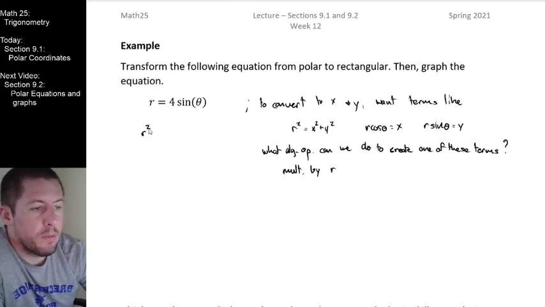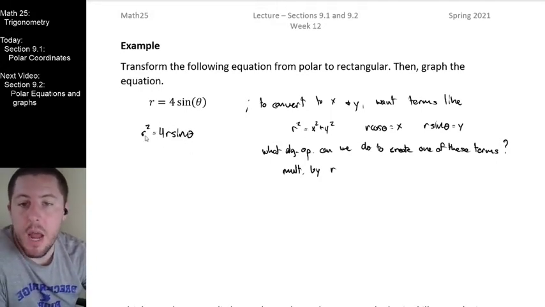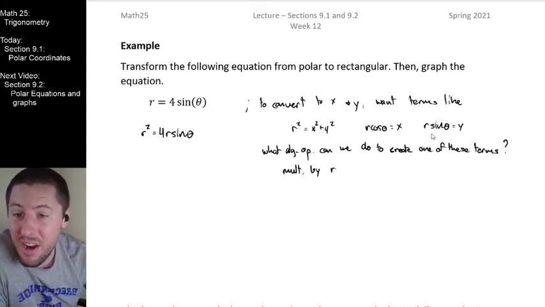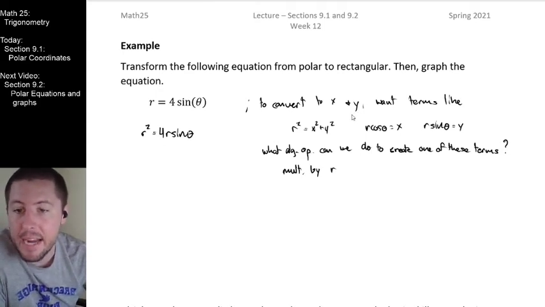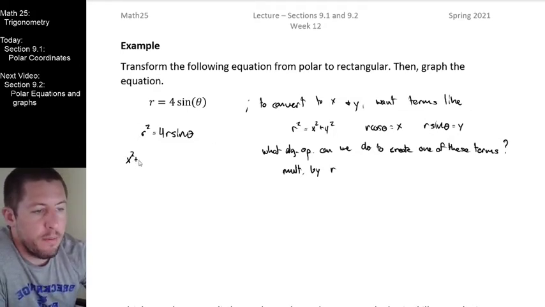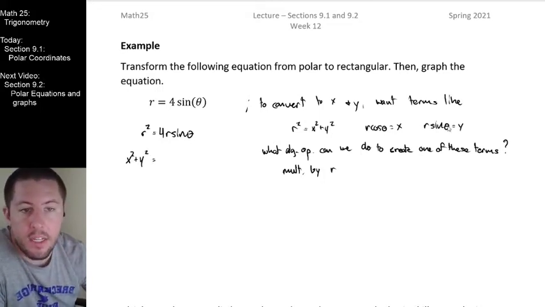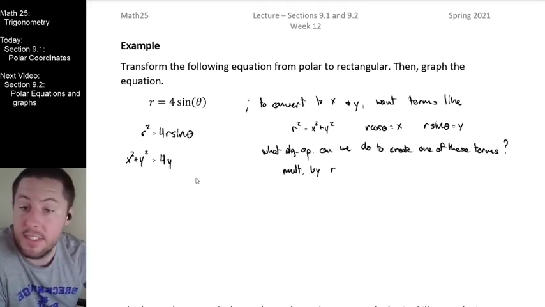So I'm going to go ahead and multiply both sides by r. And the reason I'm multiplying by r is just because I want to make terms that look like one of my conversions back and forth. Now that I've done this, I actually see two different substitutions that I can make that are going to get me into xy land out of r theta land. One, I can see that I have r squared, which can be rewritten as x squared plus y squared. Two, I have an r sine theta sitting right there, and r sine theta is exactly just y. So it looks like I've got a 4y right here instead.